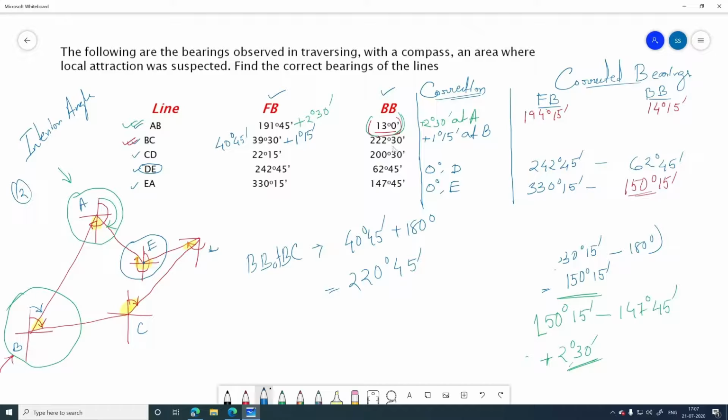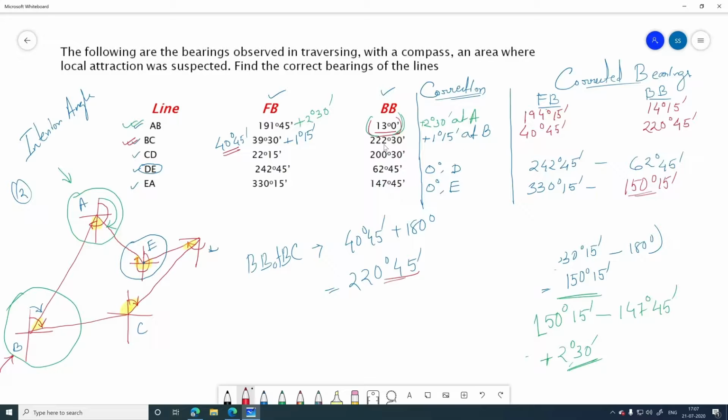So what you need to do? We need to subtract the value, that is 220 degree 45 minutes, from 222 degree 30 minutes. So that is negative, because here we have the value that is higher than the actual value. So let us write the correct value here, that means the corrected bearing value. So here it is 40 degree 45 minutes, and the back bearing of BC will be simply we need to add 180 degree with this value. So that will be 220 degree 45 minutes.